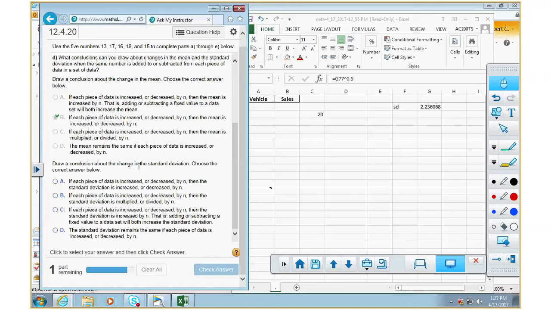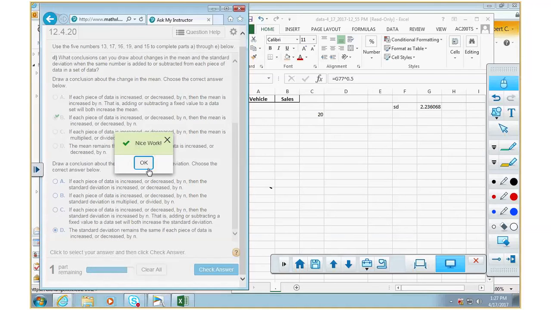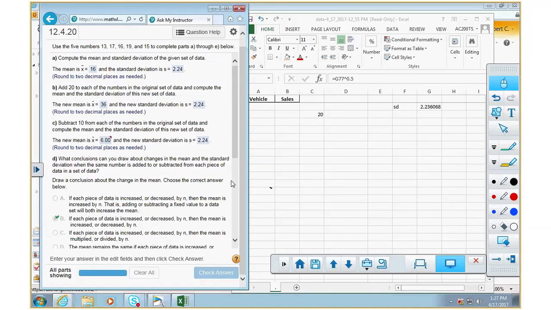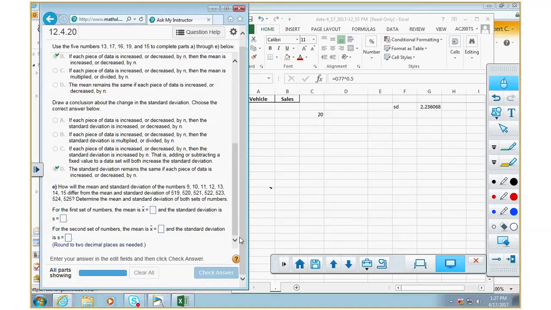Draw a conclusion about the change of the standard deviation. There is no change. I say D. Okay, I hope I didn't put this on the test. This is too much.